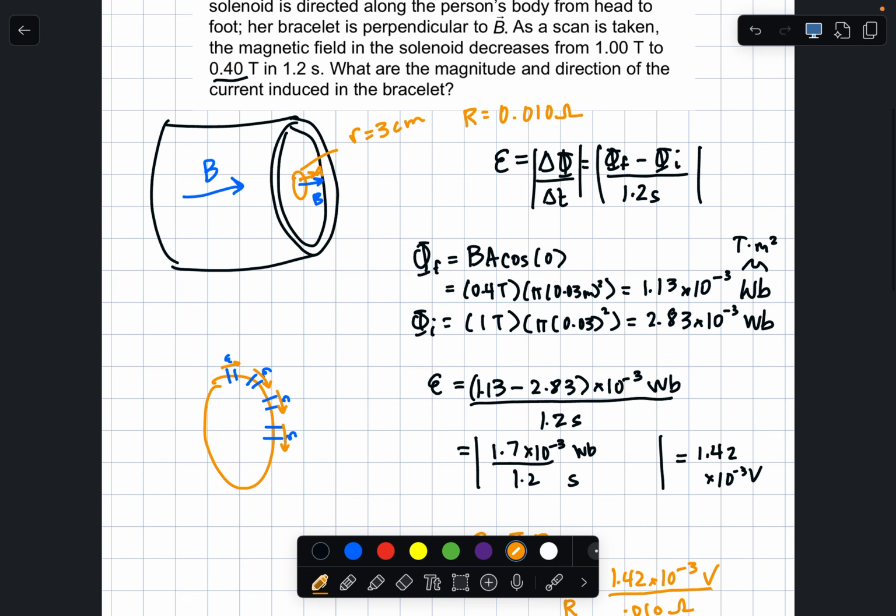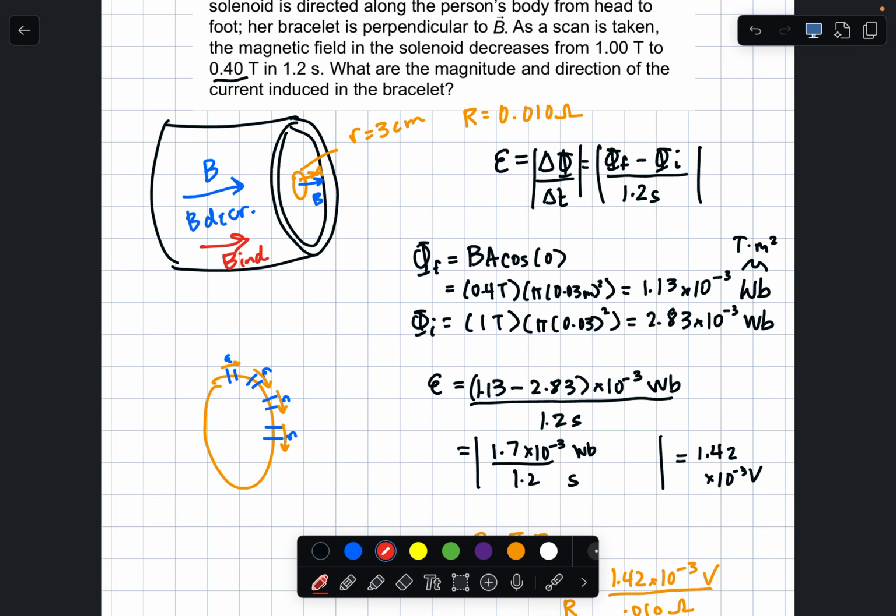So let's say that B is pointing to the right. Let's just assume it's pointing to the right. B is decreasing, which means B induced is going to point in the same direction as B to oppose the decrease. And if B induced is pointing in the direction of B, then the current is going to flow out of the page to us, right? So if we're looking at it from outside of the MRI, the current is going to flow counterclockwise.